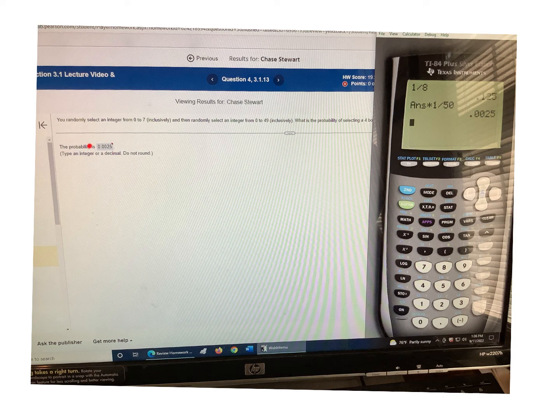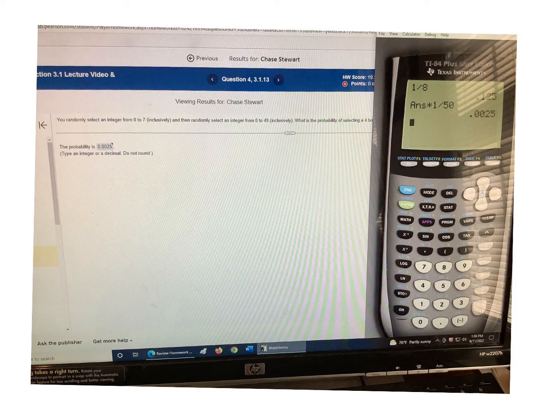Hello, I saw your question on number 4 here in section 3.1. It says you randomly select an integer from 0 to 7 inclusively, meaning you include the 0 and 7. Then you randomly select an integer from 0 to 49, again inclusively. What is the probability of selecting 4 both times?